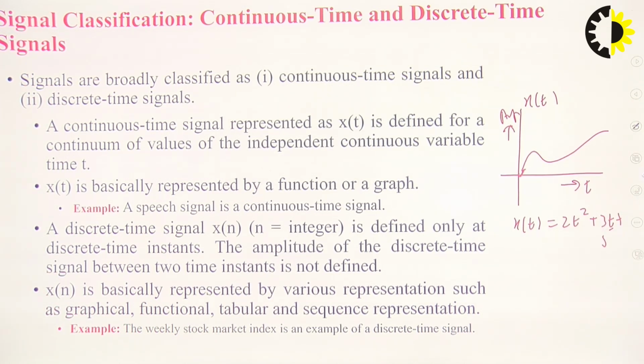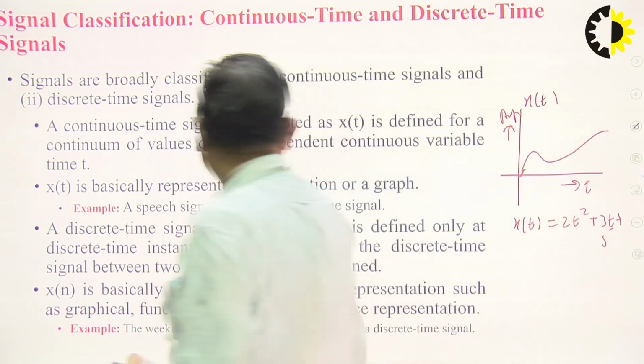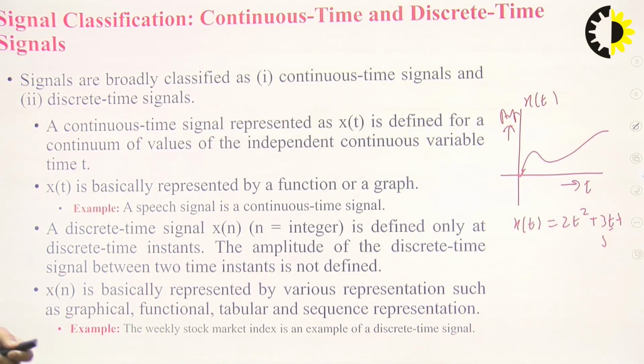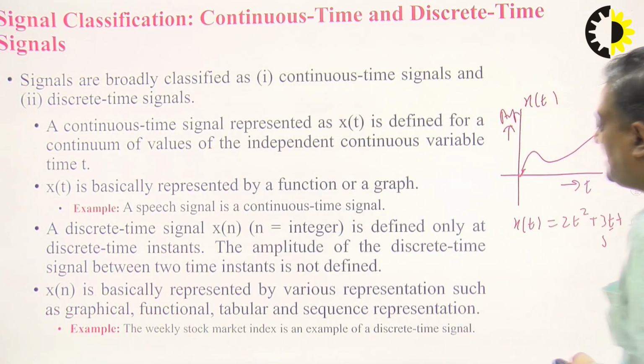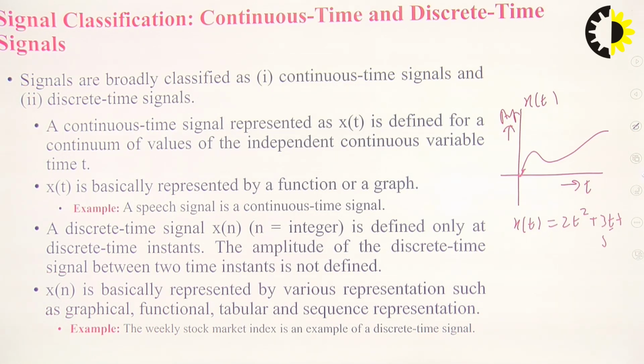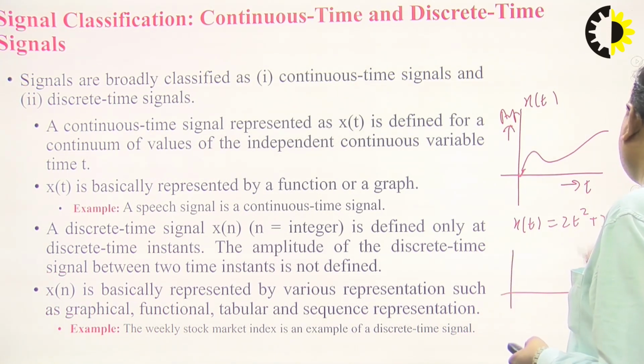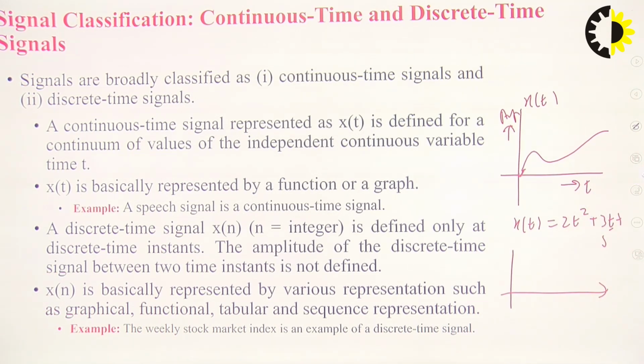A discrete time signal is a signal which is defined only at discrete time instants. The amplitude of the discrete time signal between two time instants is not defined. Continuous time signals are defined as x(t), while these signals are defined as x(n). Time t can be any value because it is continuous, but here n will take only discrete values.